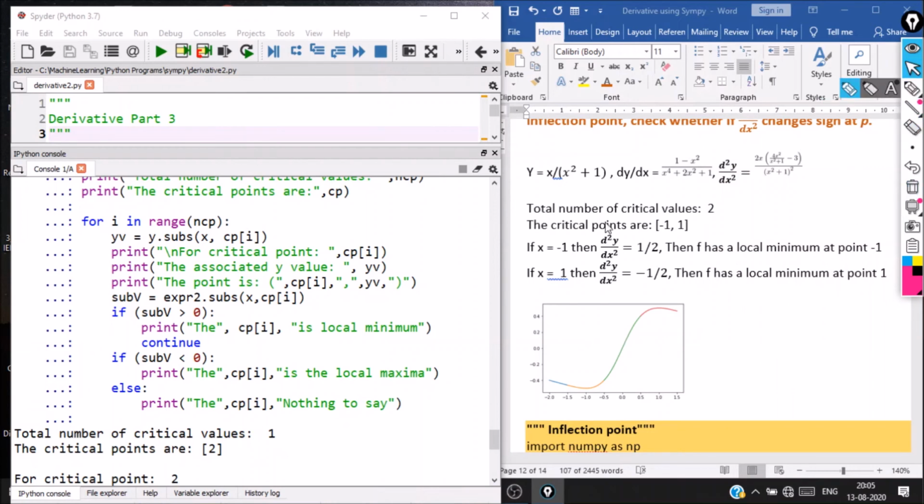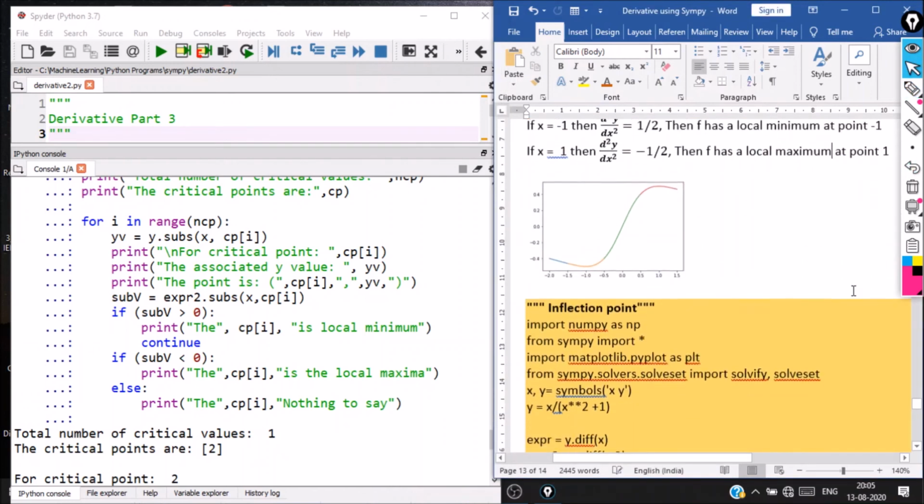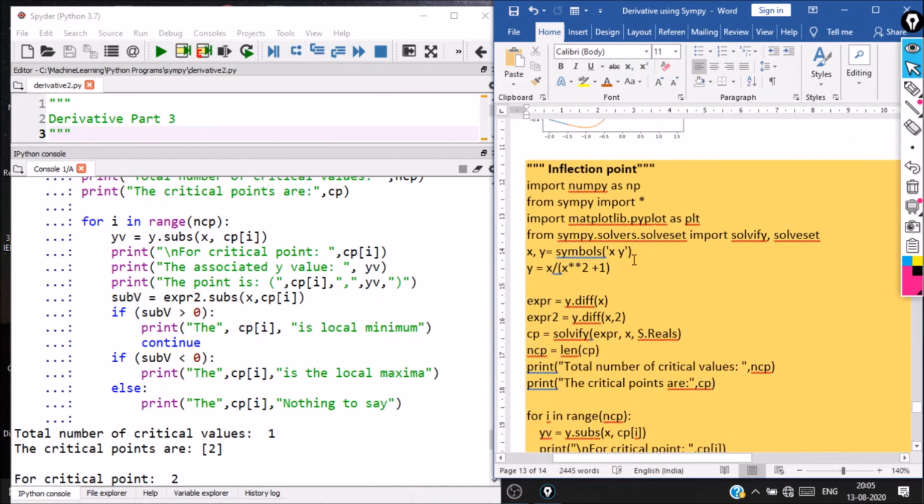In this particular case, the total number of critical values is 2, minus 1 and 1. If x is equal to minus 1, it is a local minimum, and in the other case it is a local maxima. So we can see how to identify the inflection.